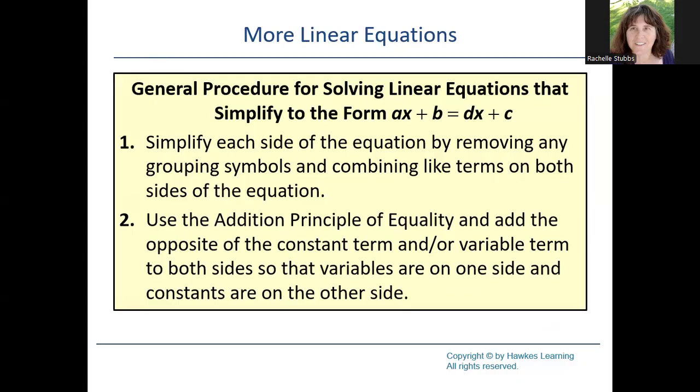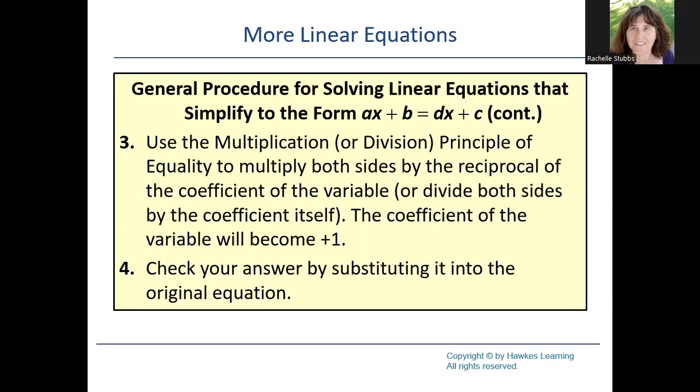So the general procedure for solving linear equations is, first, simplify each side of the equation by removing any grouping symbols. If you need to distribute on either side, make sure that you do that. Then combine like terms on both sides of the equation. Second, use the addition principle of equality and add the opposites of the constant term or a variable term to both sides so that the variables are on one side and constants are on the other side. You get to choose which side you want the variables.